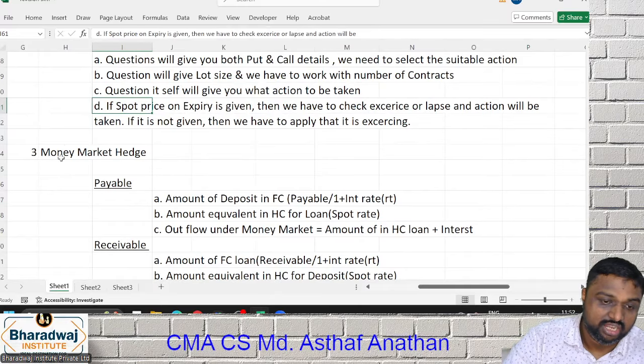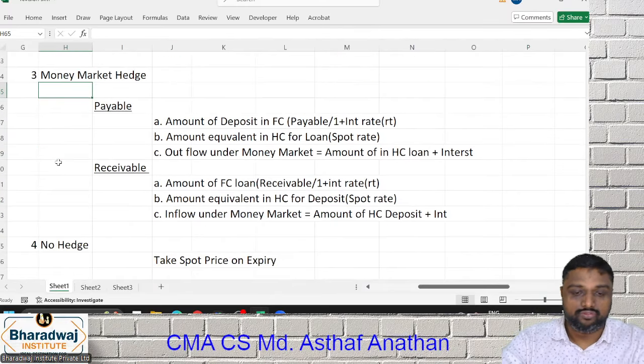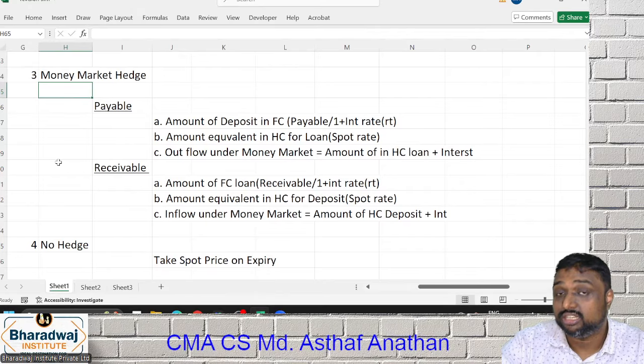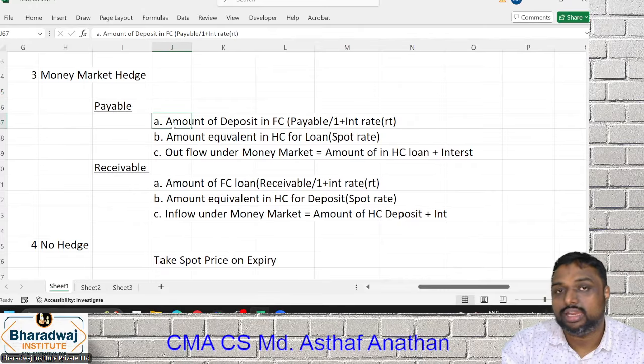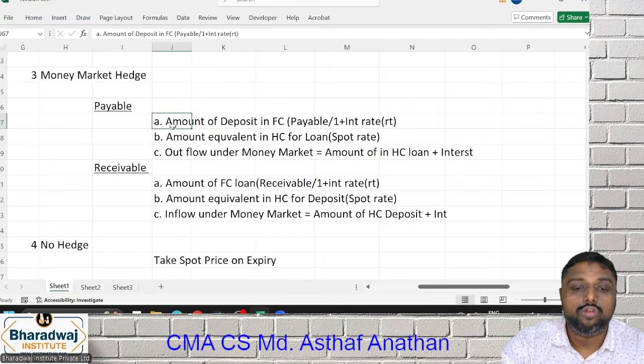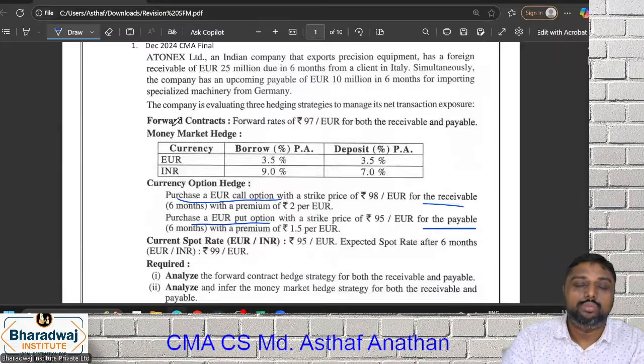Okay, friends, so next is money market hedge. For any money market question, these are the steps you have to look at. I will take a lengthy session, but I have to tell you this is a shortcut. If it is a payable, we have to take the amount of deposit in foreign currency. What is the amount of deposit in foreign currency? I will tell you the logic behind the money market for payable.